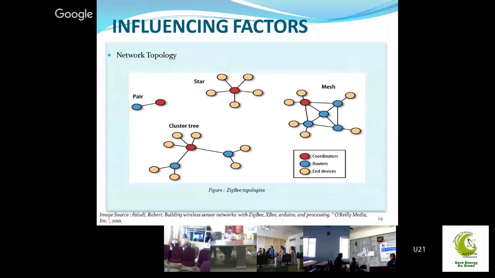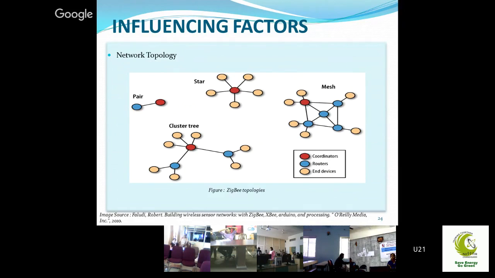Sorry, there was some communication issue. Okay. So we were discussing different network topologies in wireless sensor networks.